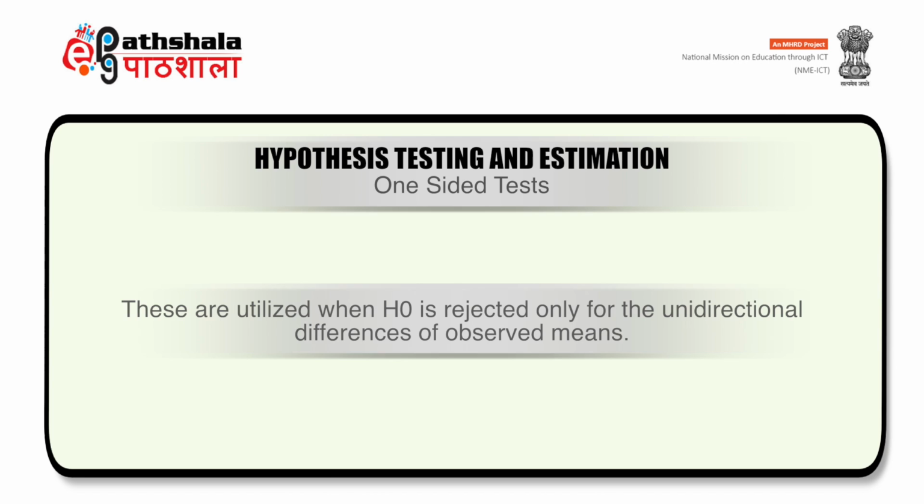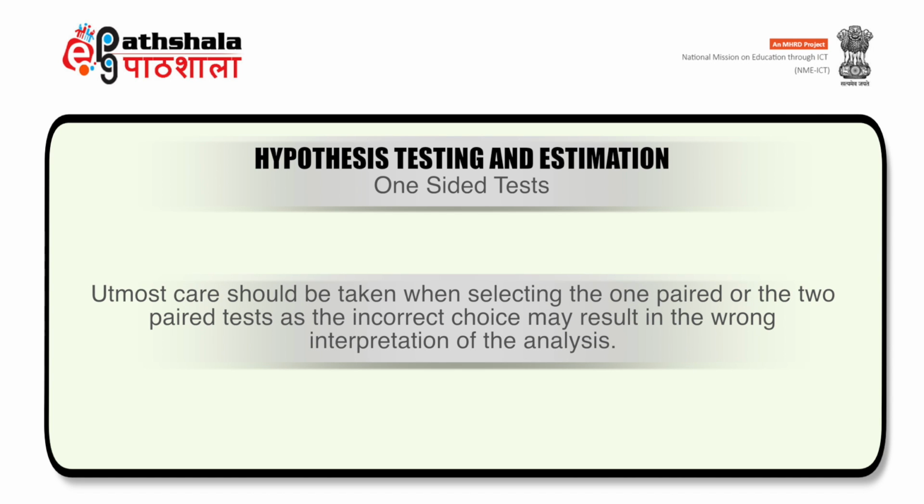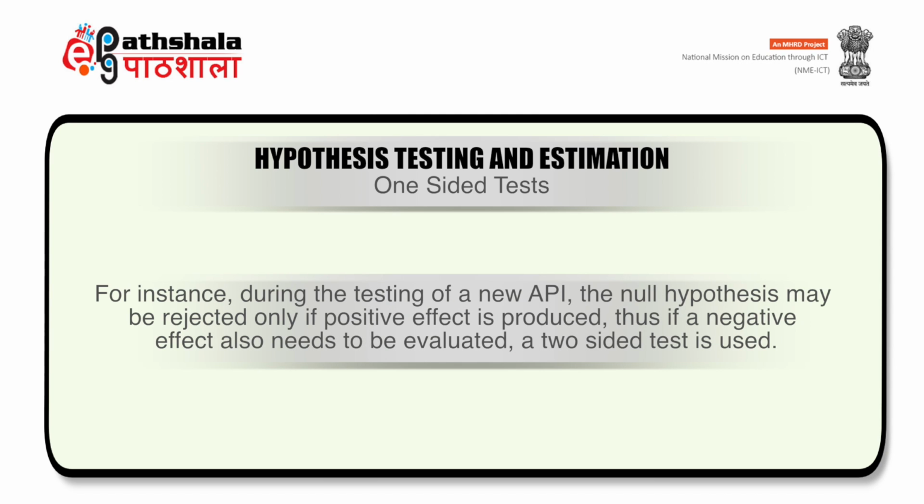One-sided tests are utilized when the null hypothesis is rejected only for the unidirectional differences of observed means. Utmost care should be taken when selecting the one-sided or the two-sided test, as an incorrect choice may result in the wrong interpretation of the analysis. For instance, during the testing of a new active pharmaceutical ingredient, the null hypothesis may be rejected only if a positive effect is produced. Thus, if a negative effect also needs to be evaluated, a two-sided test is used.